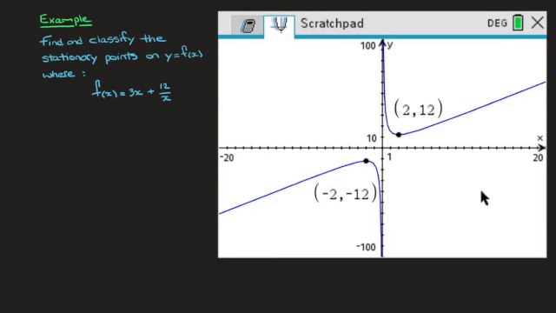Furthermore, we notice here that this curve has two stationary points. Indeed, it has a local minimum right here with coordinates (2, 12), as well as a local maximum with coordinates (-2, -12). And so what we'll know how to do by the end of this video is both find the coordinates of these two points, as well as show or prove that we're indeed dealing with a minimum and a maximum. And all of that will be done without looking at the graph or without touching a calculator. So let's get started. I'll just get this graph out of the way.